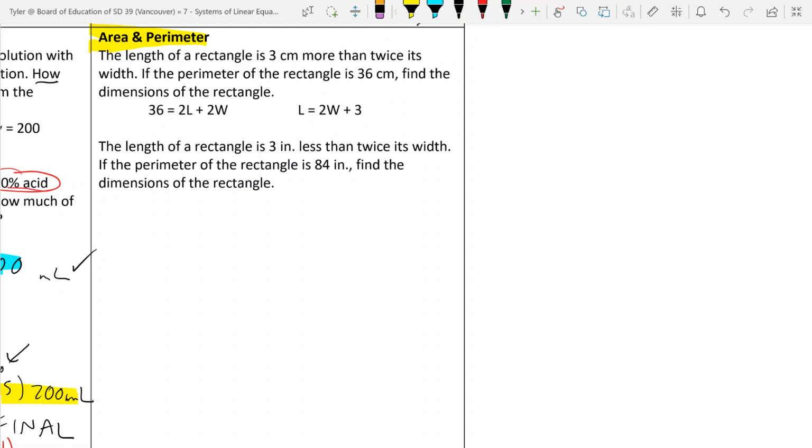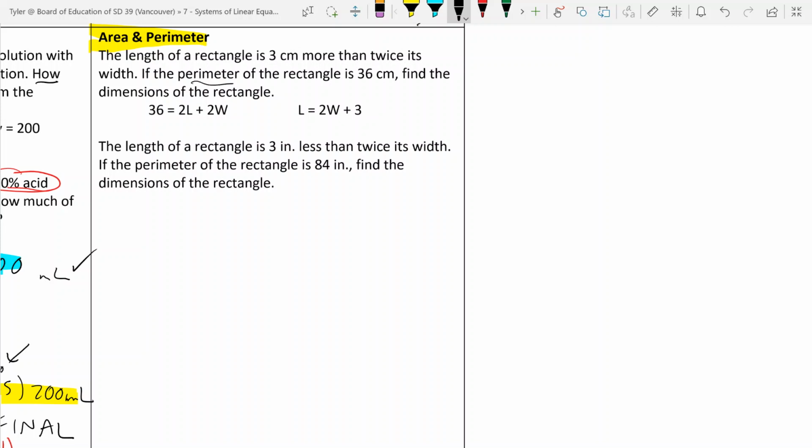So with area and perimeter questions, you know they're area and perimeter questions because the question talks about perimeter or area. Most of the questions you're going to be dealing with are perimeter, but the same kind of idea applies for area. It's just harder and usually for next year. So when we have our equations, what we need to do first is just write our formulas that we know.